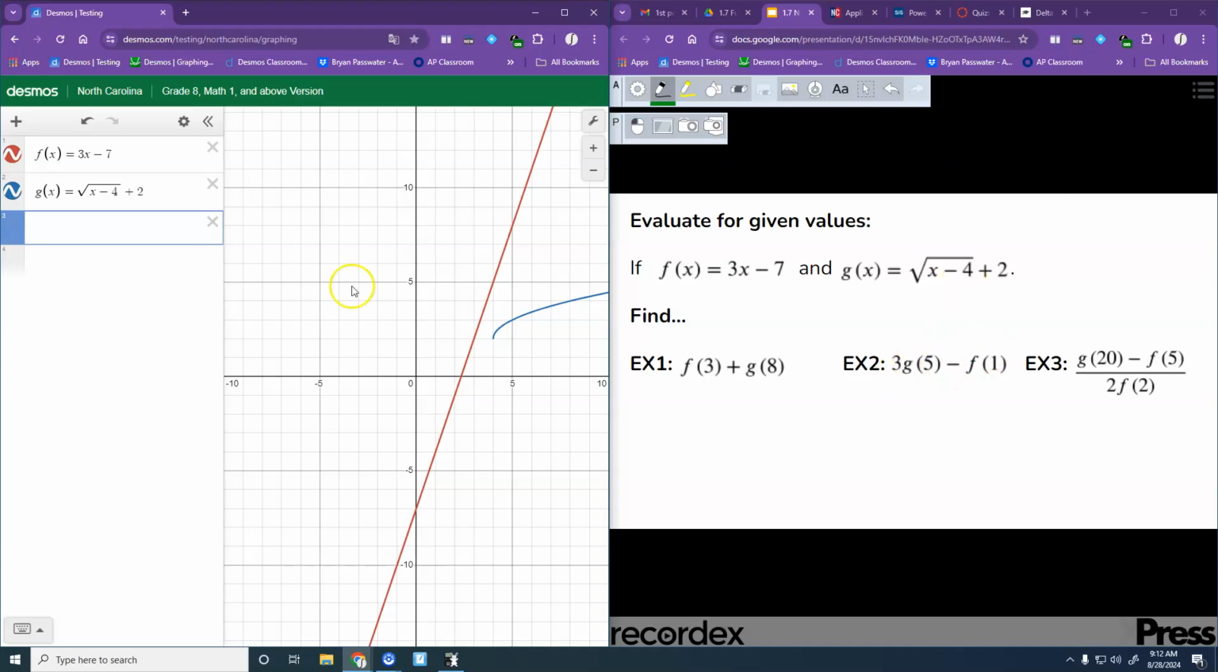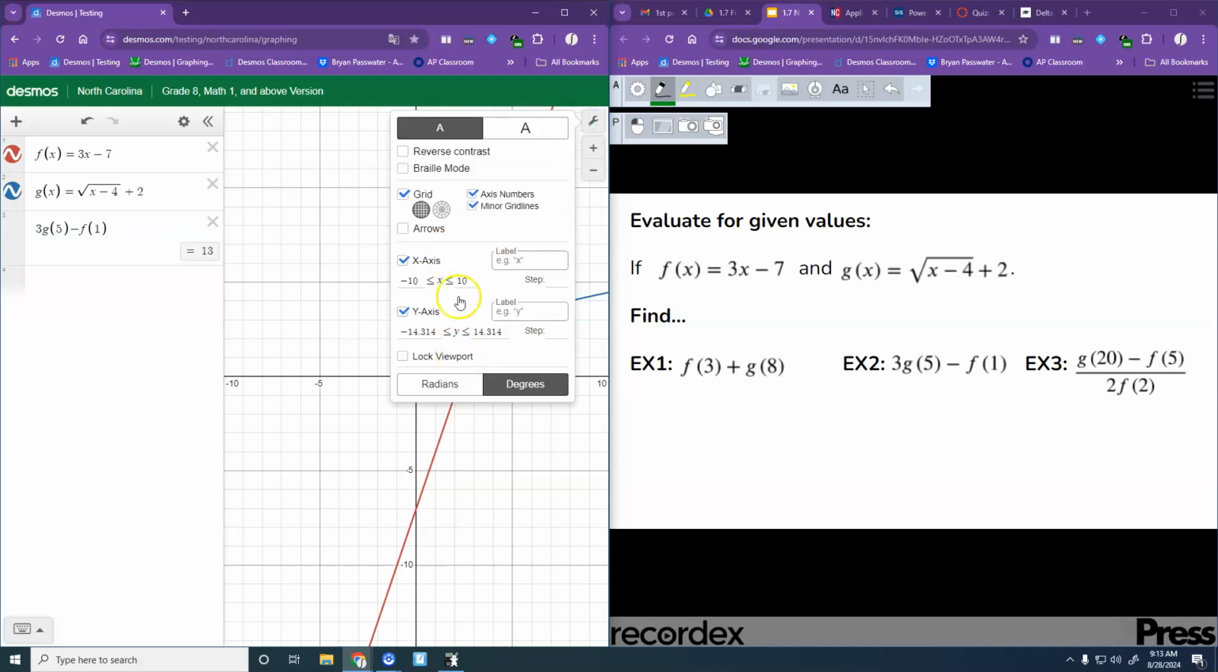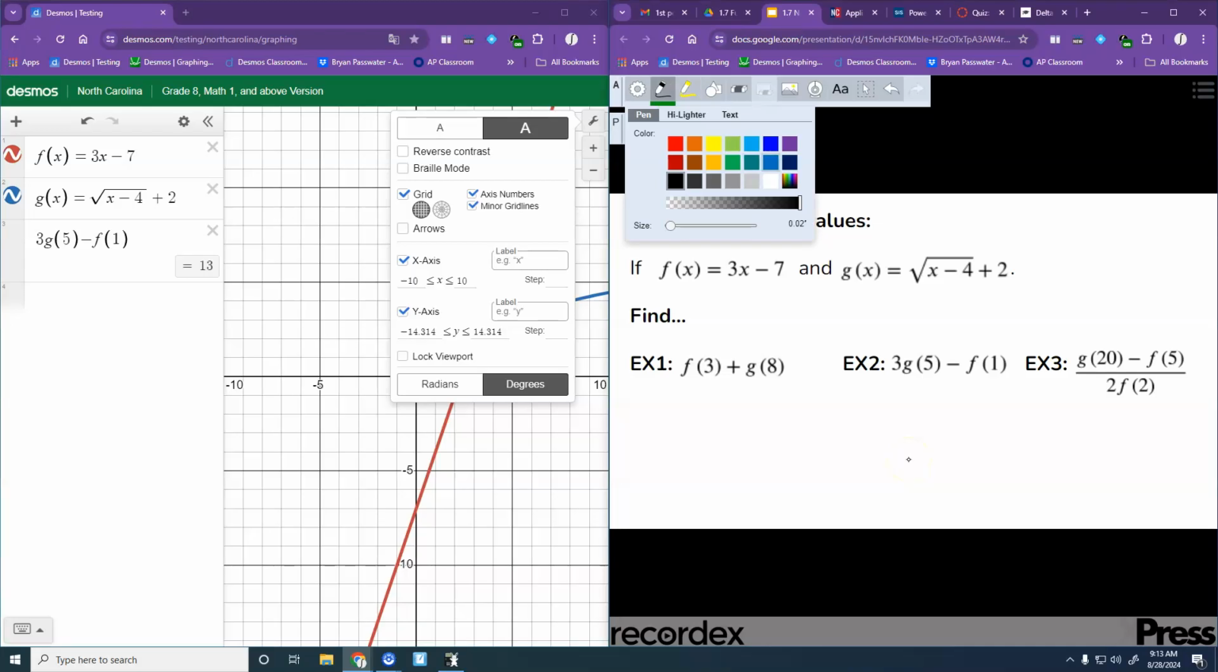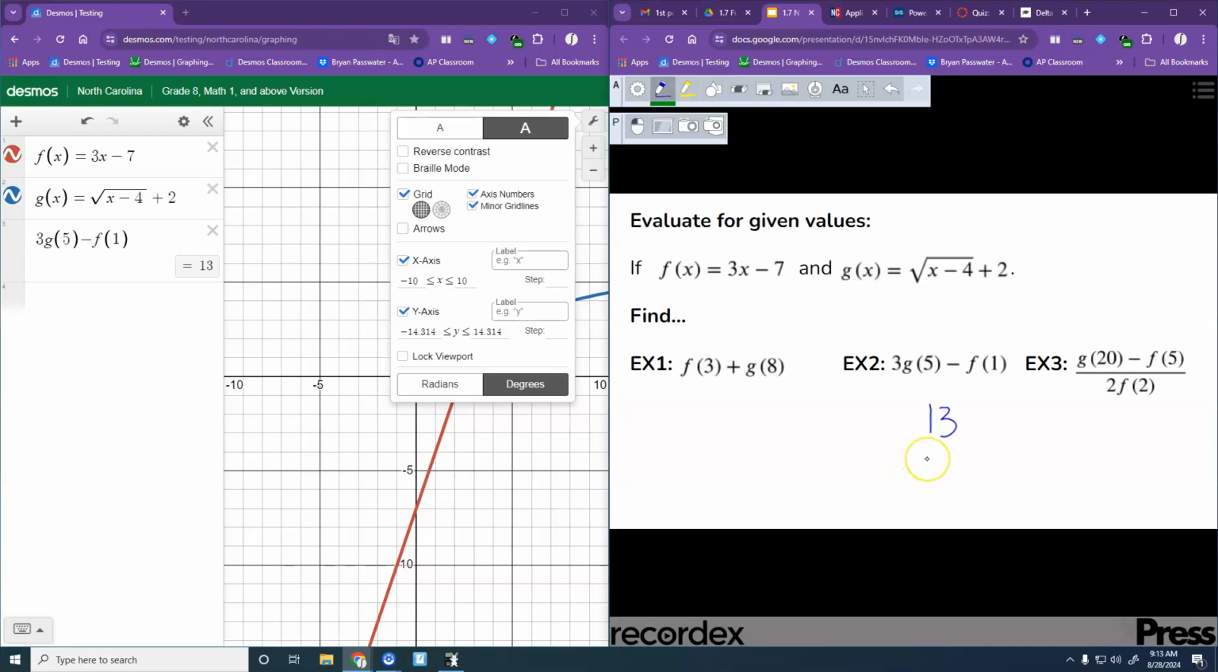If I want to do number 2 and I just want to use Desmos, look what I do. 3g of 5 minus f of 1. The answer is 13. It just gives you the answer, right? I will agree if you're doing several problems with the same equation over and over again, like we're doing here, it's easiest just to type it in. It's worth the time to type it in because it does it so fast.